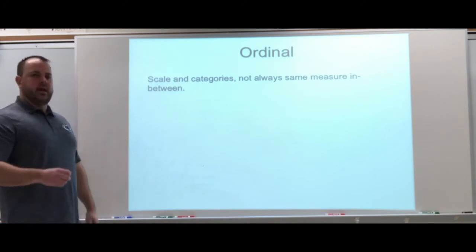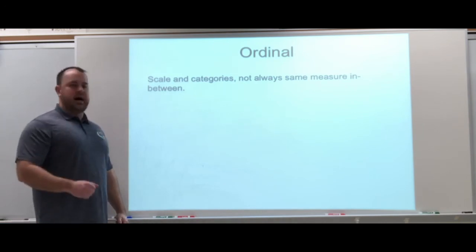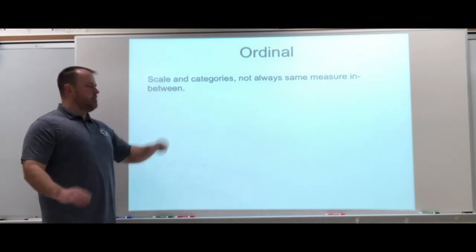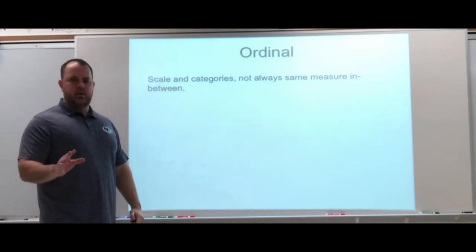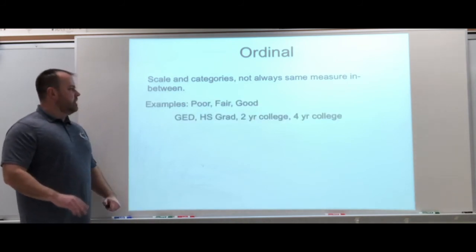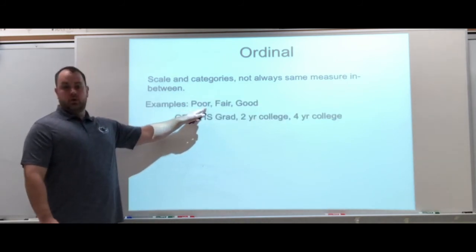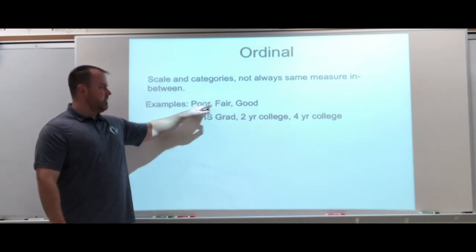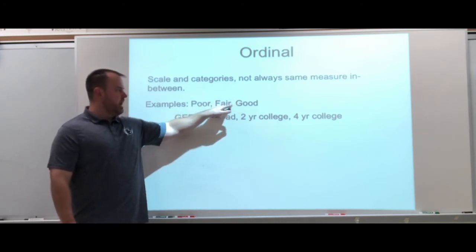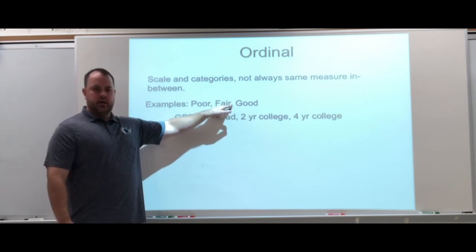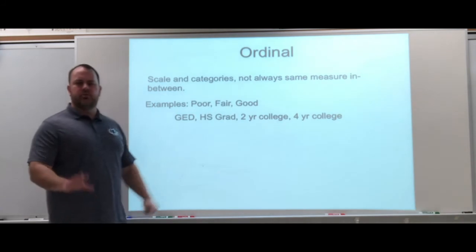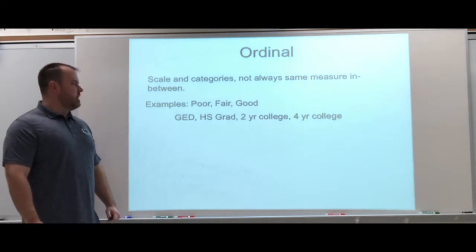Okay, so again, it's going to be categorical data, but now there is a low and high end. Even though there is an order, the measurement in between isn't always going to be the same. The example would be, let's say you're rating a restaurant: poor, fair, or good. Can you really say how big a difference there is between poor and fair and good? Yes, there's a low end and a high end, but the measurement in between is a little iffy. We can't measure that.